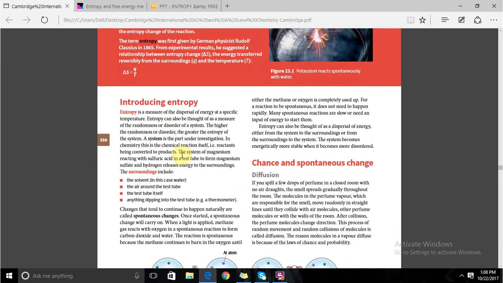Now, what is a spontaneous reaction? A spontaneous reaction is basically a reaction that, once it has begun, will continue to proceed without any external influence needed to drive it forward.